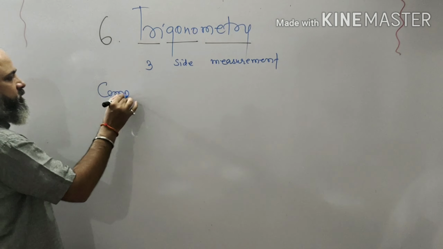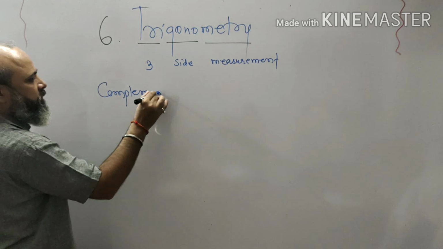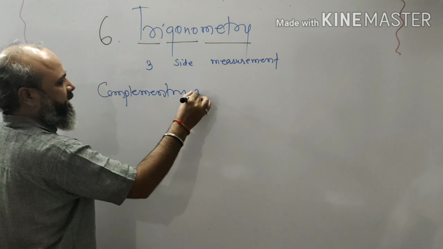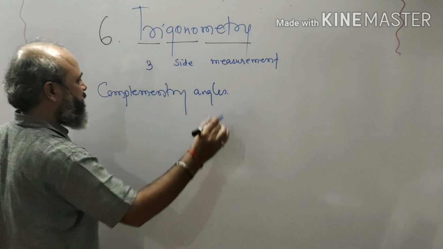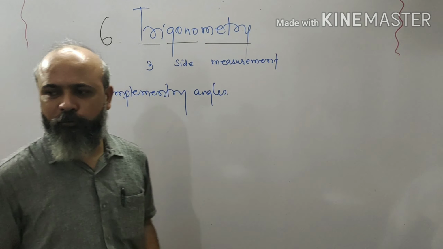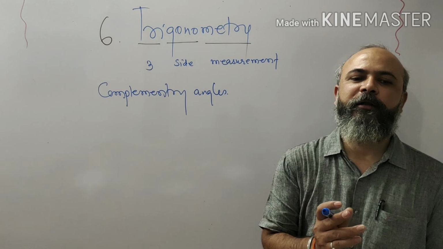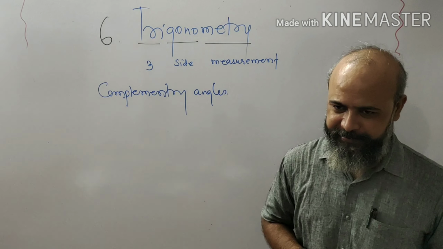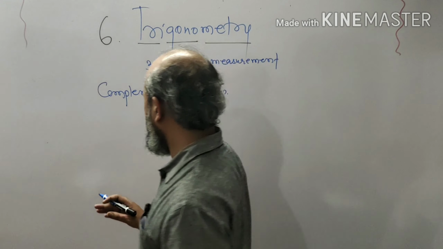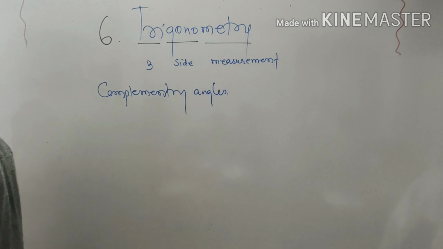Now student, complementary angles. Complementary, supplementary you know very well. Complementary means 90 degrees. Supplementary means 180 degrees. Clear? So we are going to talk about complementary angles.